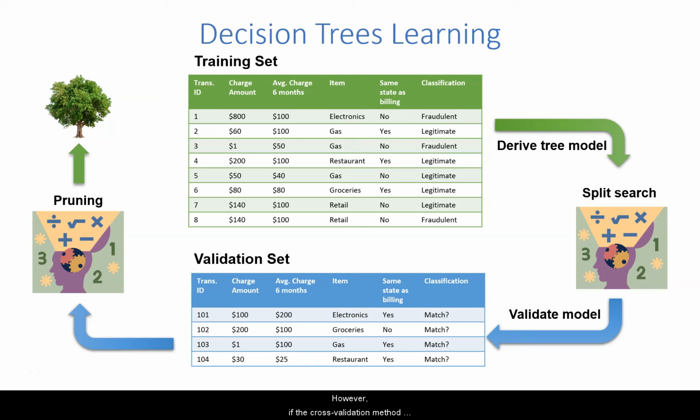However, if the cross-validation method is used, as in a lot of the R applications, then the training dataset will be used for both growing the tree and pruning the tree, and the validation dataset will be used to evaluate the performance of the tree model on unseen datasets. Later in this lecture, we will provide a detailed discussion on both tree growing and pruning processes.